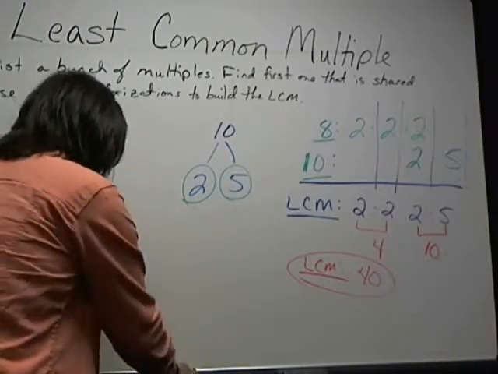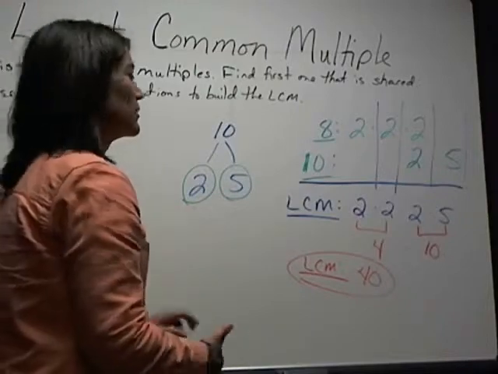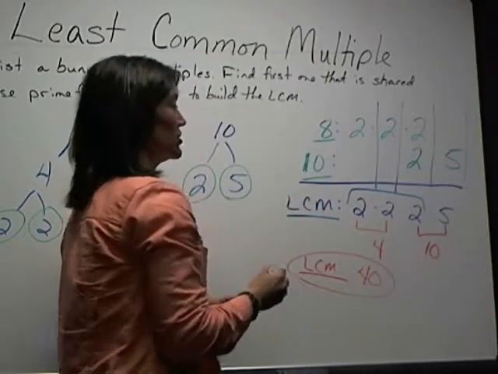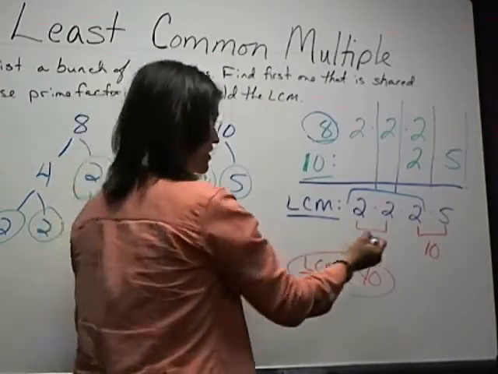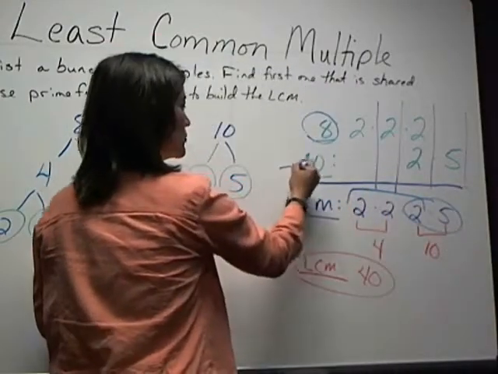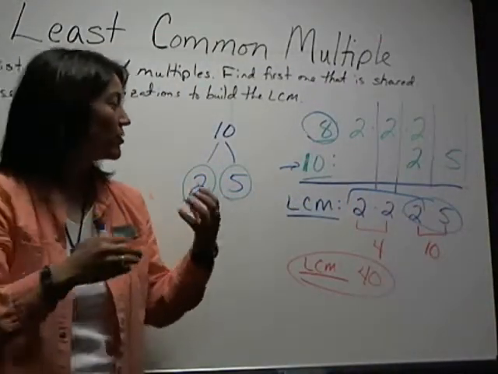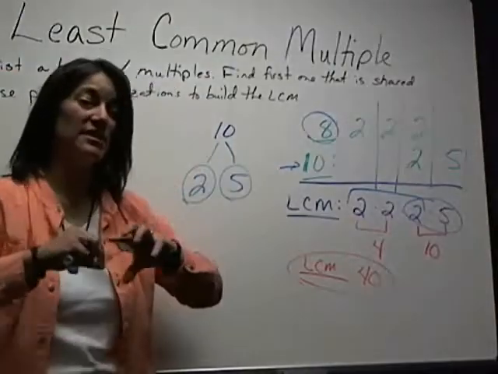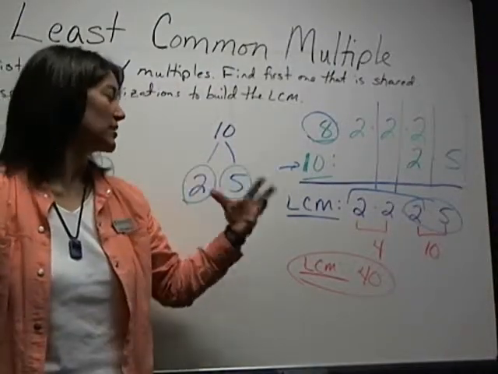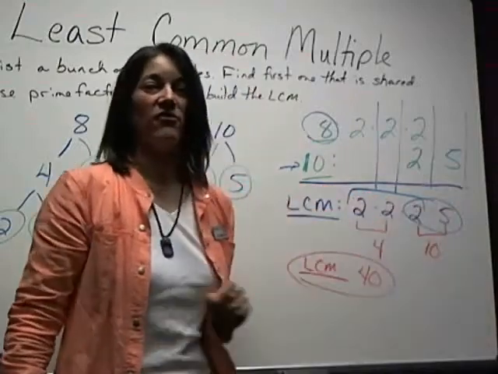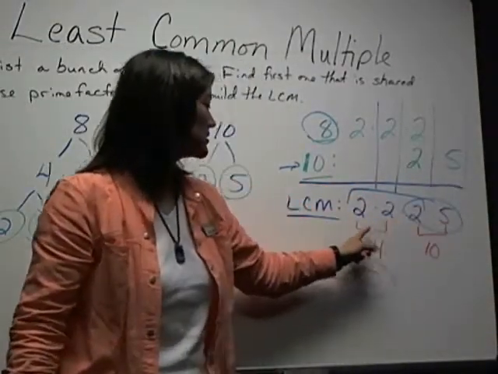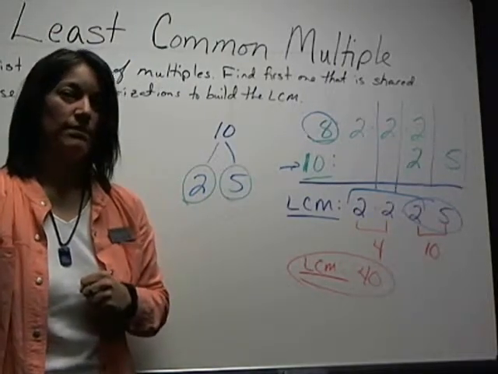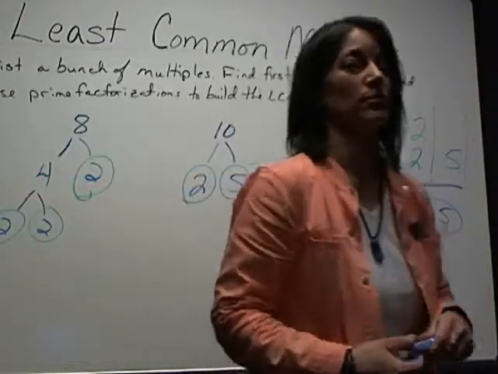If you'll notice right here, as we write out the LCM and all the factors, here's the 2 times 2 times 2, which is your 8. And over here is the 2 times 5, which was the 10. So both of the factorizations of our numbers are in the LCM because that's how we make a multiple. It's 8 times the leftover factor of 5. Here we have 10 times the leftover factors of 4 to get our LCM of 40. Let's try another one with some larger numbers.